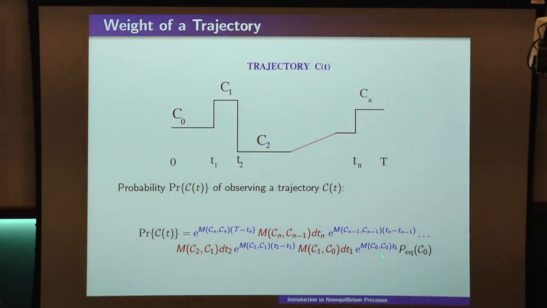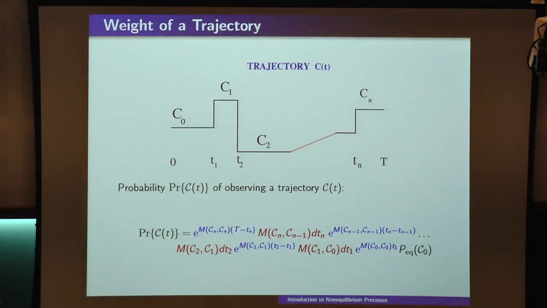The blue things are remaining factors. The red things are jumping factors. So this is the probability of observing this trajectory. Okay? So a Markov process gives you transition rates between configurations. You can very easily construct a measure on paths given a Markov process. This is nothing but a kind of path integral, what we are trying to do here.